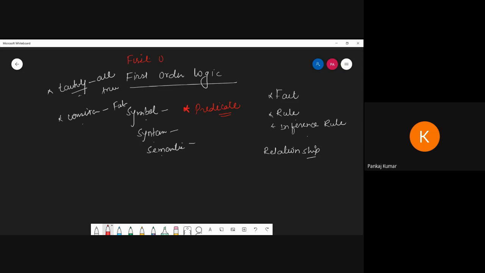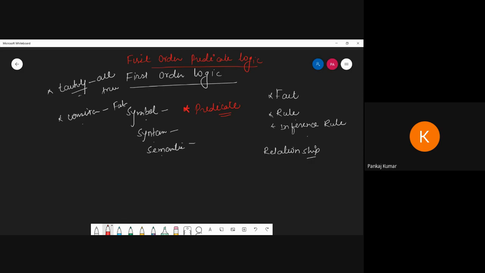Sometimes it is also called first order predicate logic. So don't be confused about what is first order logic and what is first order predicate logic. Both are the same. Okay. Now, these are the terminology we are going to discuss, which we are going to use in the next lecture.